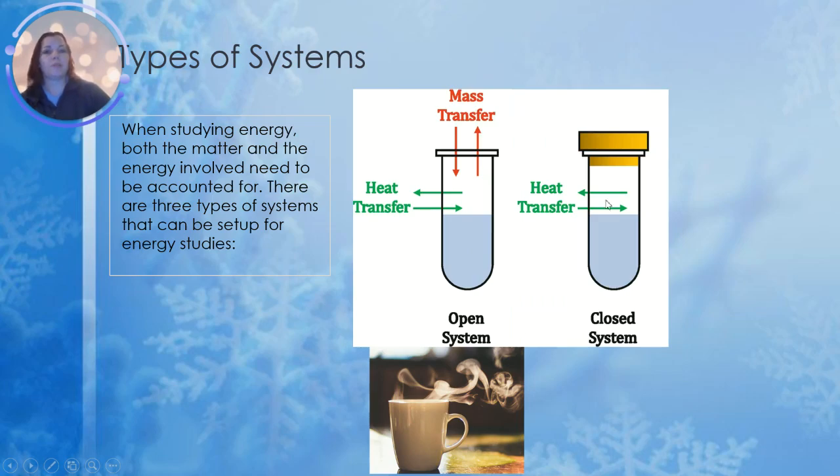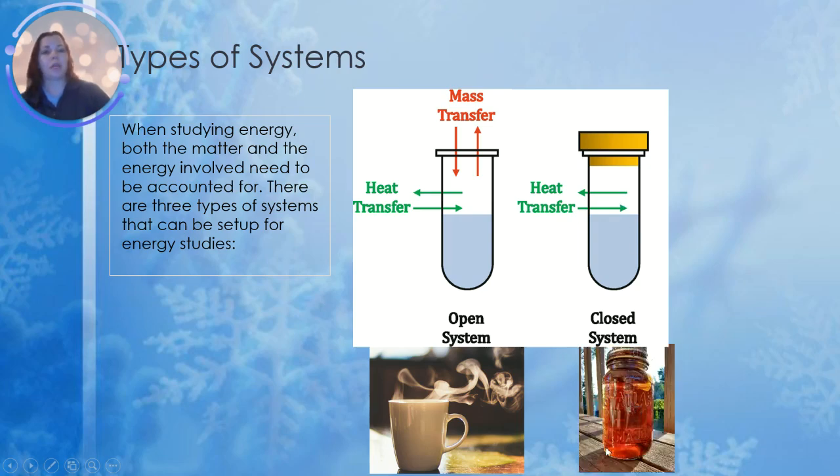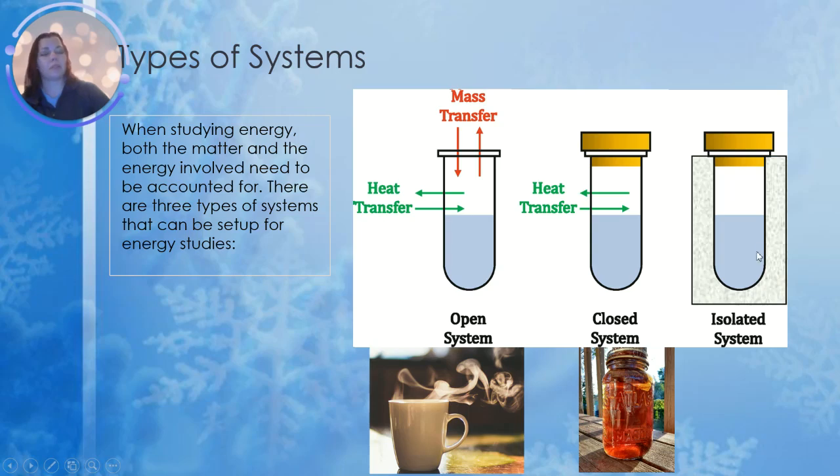Then you can have a closed system. And in a closed system, you're not going to have a transfer of mass, but you can still have a transfer of heat. So that might be something like making sun tea, for example. If you set a jar on a counter and you put a tea bag in it and you let the light have access to it by having it in a clear jar on that windowsill, you will eventually have some tea that's brewed. Then you have an isolated system.